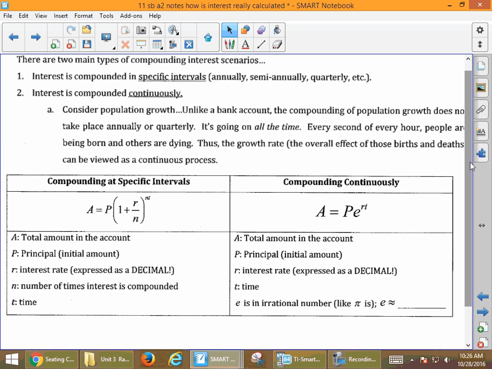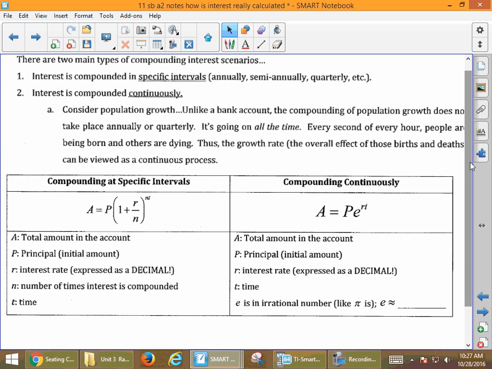But there's another way to calculate interest, and it's compounded continuously. What happens is it's continually calculating interest. So it calculates interest, and then it goes back and calculates interest again, and again. It's going on all the time.